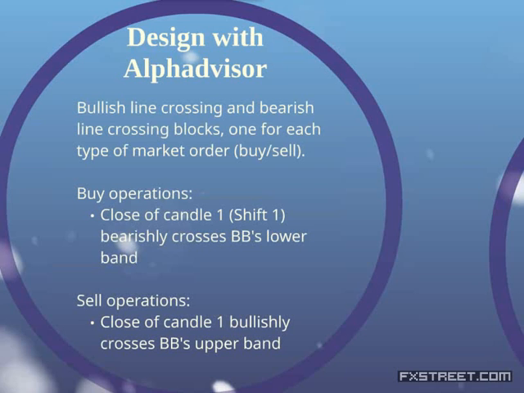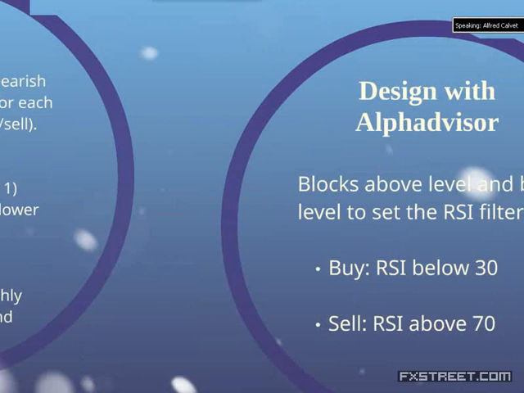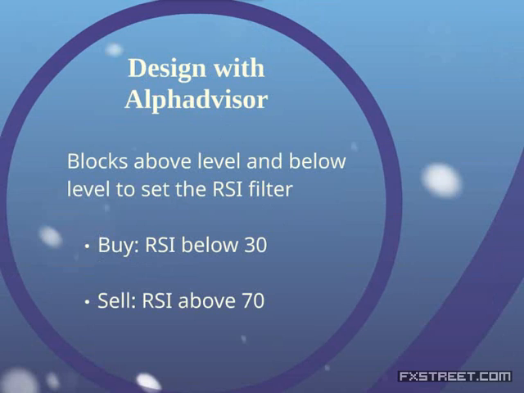So let's move on. The next step is to configure the RSI filter. For that purpose, we will use the blocks above level and below level. For buy positions, the level will need to be below 30, and for sell positions, the level will need to be above 70. These blocks are really simple to configure. You'll see later when we do it.